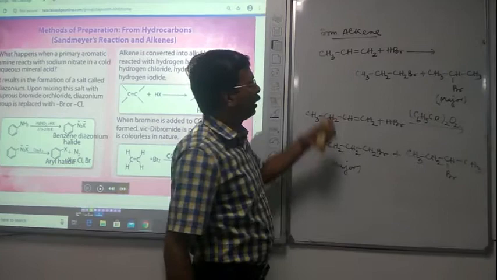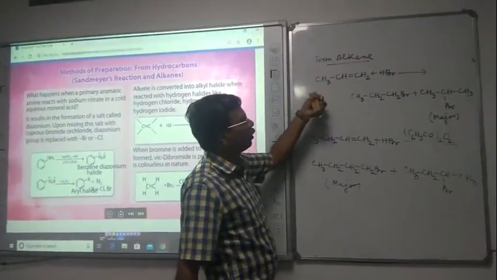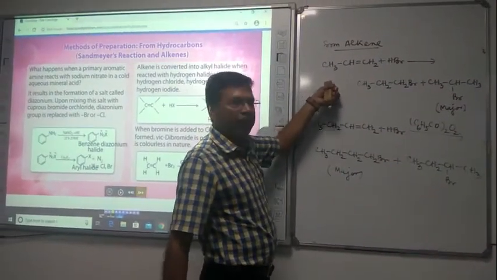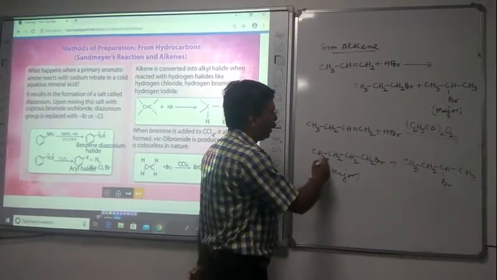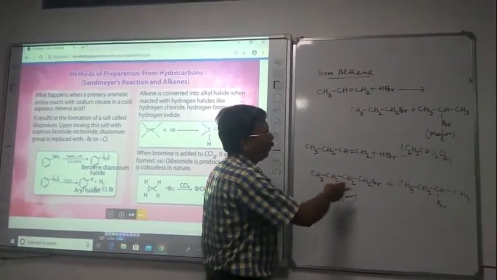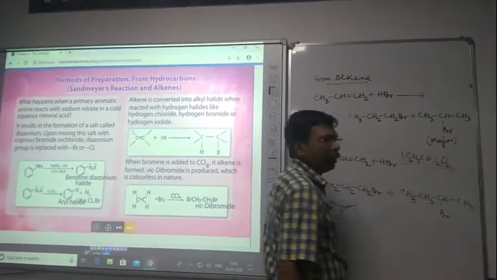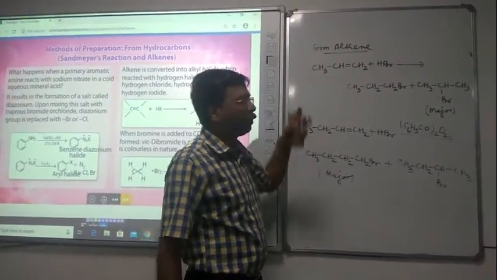You know what is the mechanism? This is Markovnikov's addition, this is anti-Markovnikov's addition. This goes through the electrophilic addition mechanism, and this anti-Markovnikov addition through free radical addition mechanism, and this is the major product. If we will not use this peroxide, then this 2-bromobutane should be the major product. So this is the preparation of alkyl halide starting from alkene.